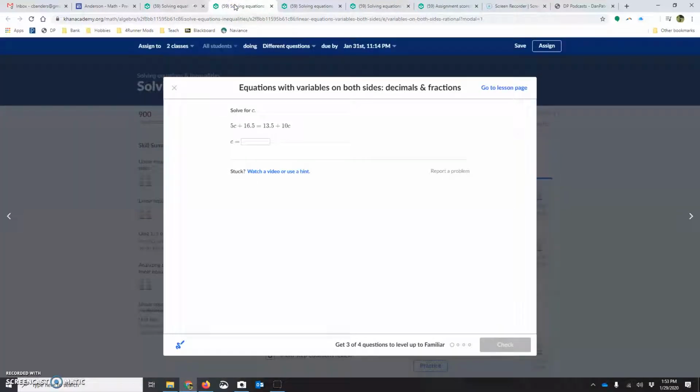All right, next assignment is basically the same thing, but just with some decimals and fractions. So I'll do one or two of these at least before I call it quits. It's the exact same stuff, just with decimals and fractions.